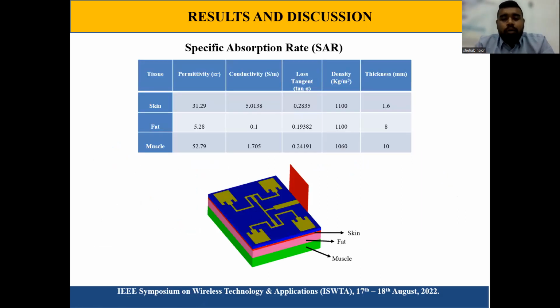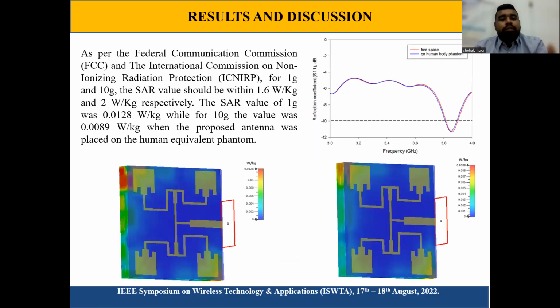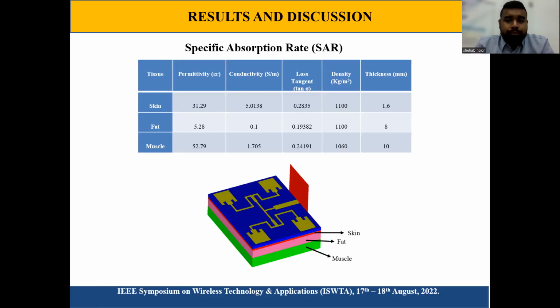So when we talk about body-centric devices, the calculation or the measurement of specific absorption rate is very important because our human body is heterogeneous. It has a high dielectric constant and it tends to be conductive because of the presence of water molecules. So before any deployment of wearable devices, we need to make sure that it meets the threshold value determined by the FCC or the International Commission on Non-Ionizing Radiation Protection.